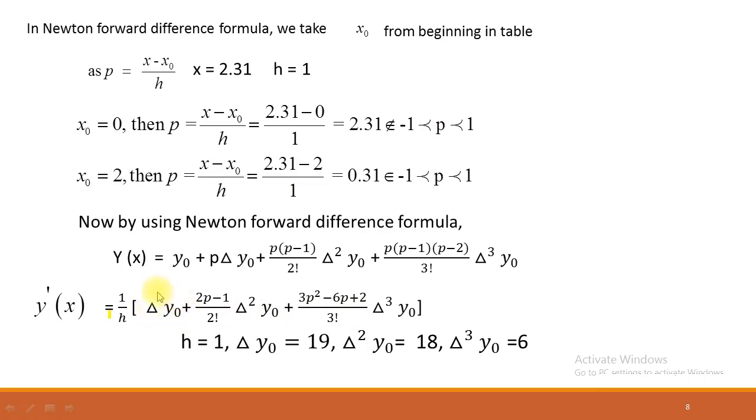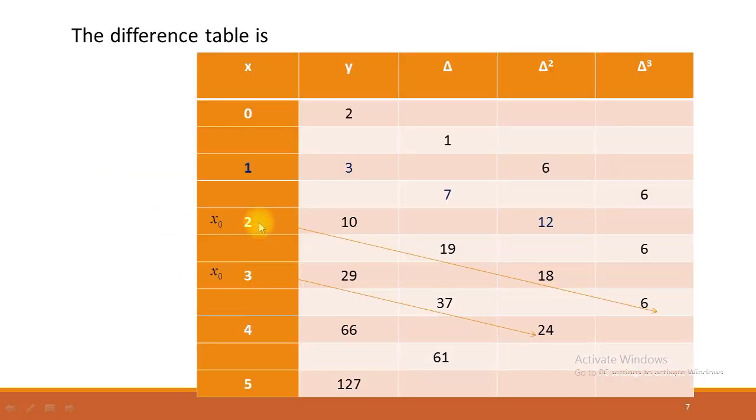Come to the table again. Since in the table the value of x naught is 2, from the beginning the position of x naught is the third position. So from the beginning at the third position, target the value of y. This is the value of y naught, and from the beginning at the third position the value of delta is 19, the value of delta square is 18, and the value of delta cube at the third position is delta cube.